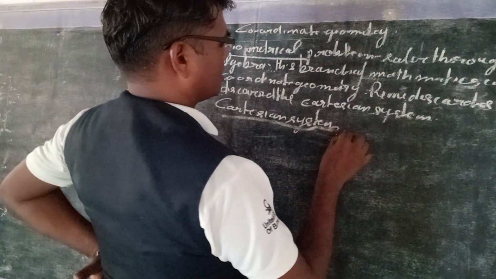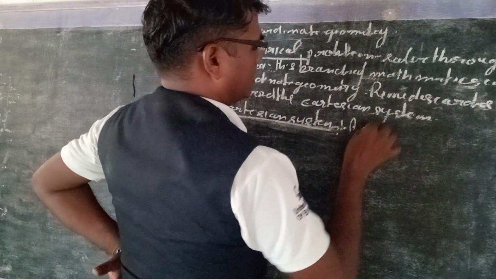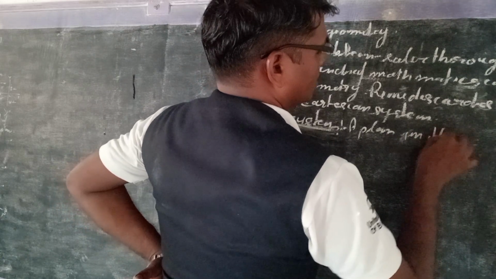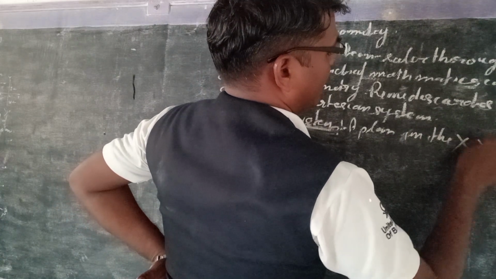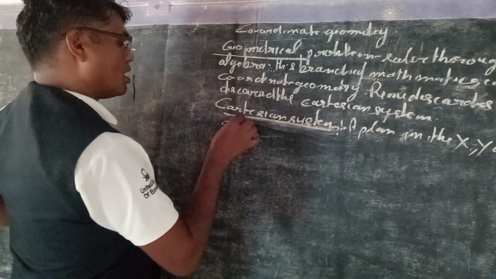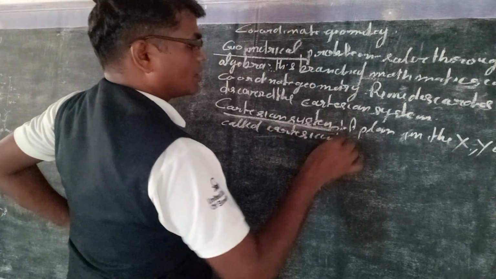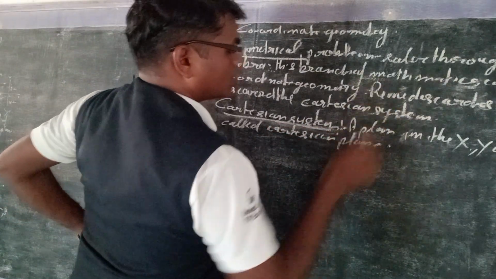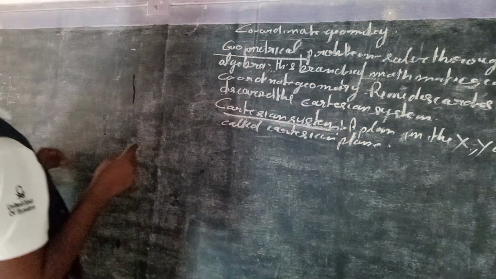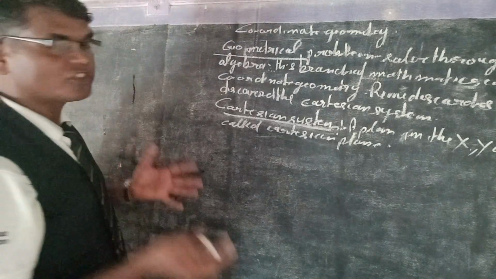A plane in the x and y axis is called the Cartesian plane. A plane between the x and the y axis is called a Cartesian plane, and we will study this system, which is said to be the Cartesian system.